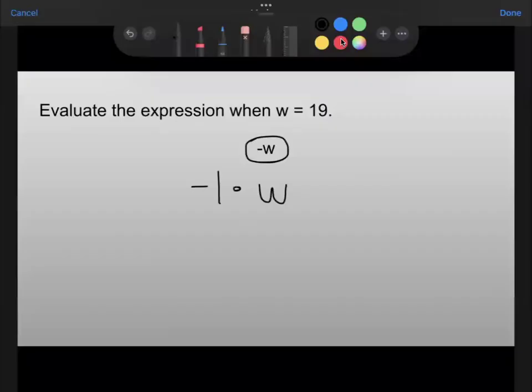Now what I can do is I can just come and replace the w with 19. So I'm going to go ahead and cross this off or erase it and replace it with 19. Well, negative 1 times 19 is negative 19. So that would be your answer to this problem. We just evaluated the expression negative w when w is equal to 19. If w is equal to something else, we would have gotten a different answer with the same expression.